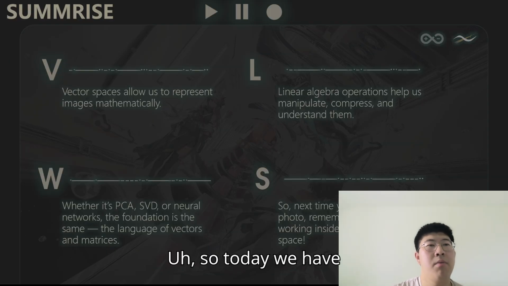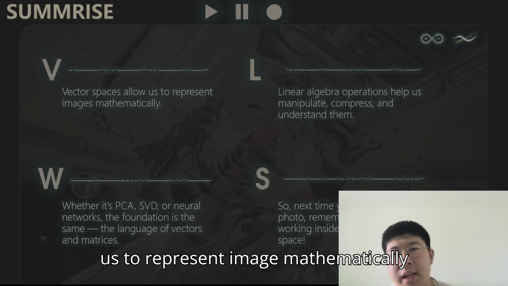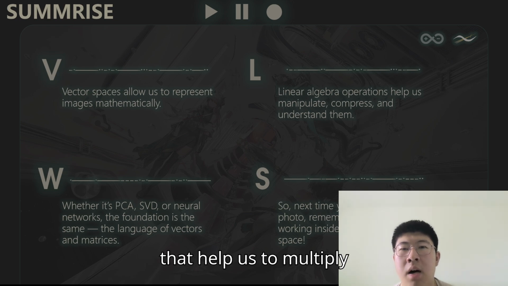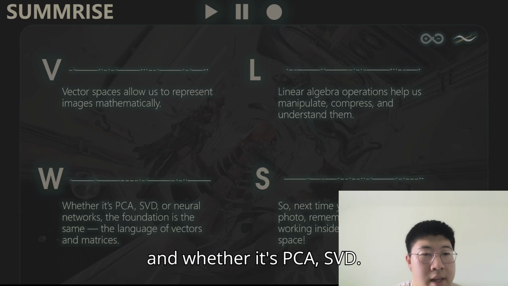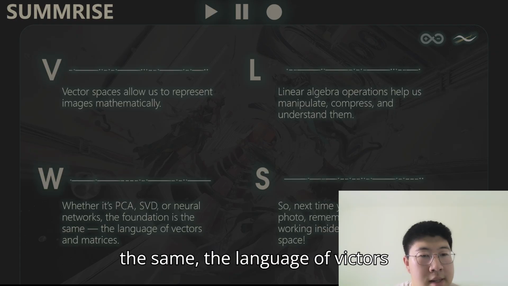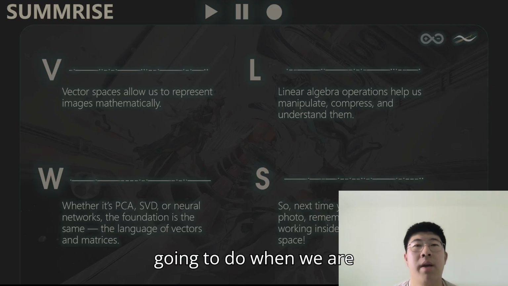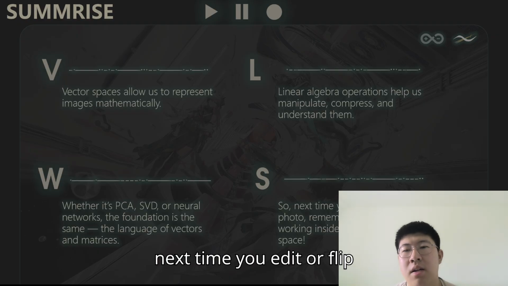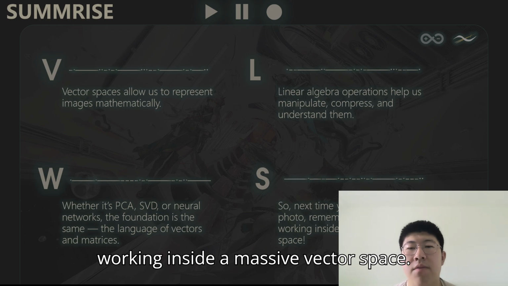So today we have talked about how vector spaces allow us to represent images mathematically, and linear algebra operations that help us to multiply, compress, and understand them. Whether it's PCA, SVD, or neural networks, the foundation is the same: the language of vectors and matrices, and what we do when we are taking photos, which is filtering. So next time you edit or filter a photo, remember you are actually working inside a massive vector space.